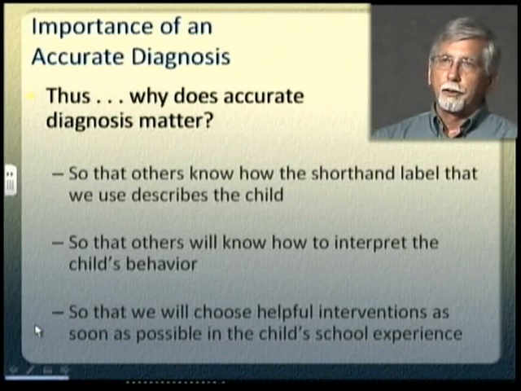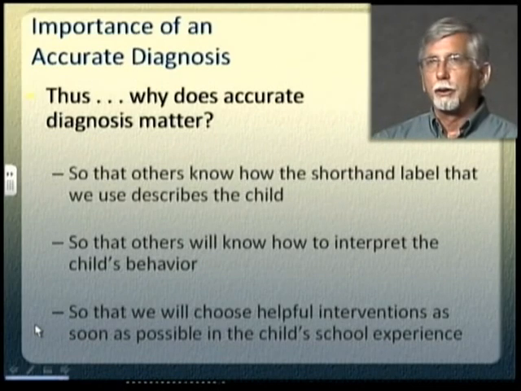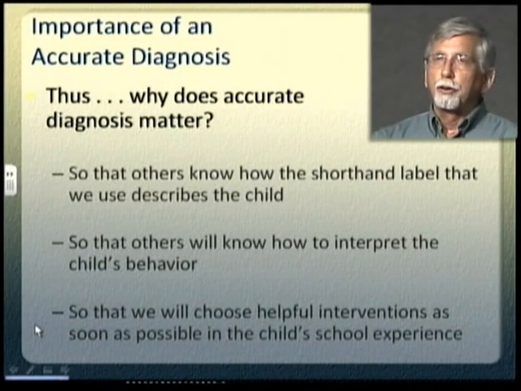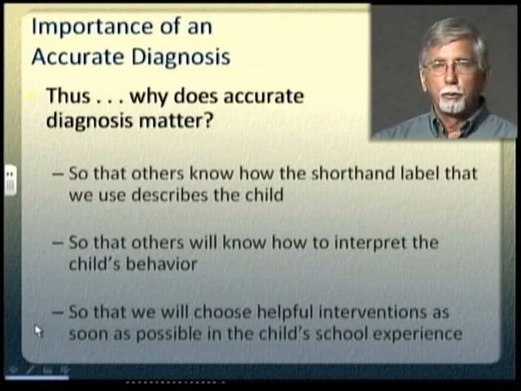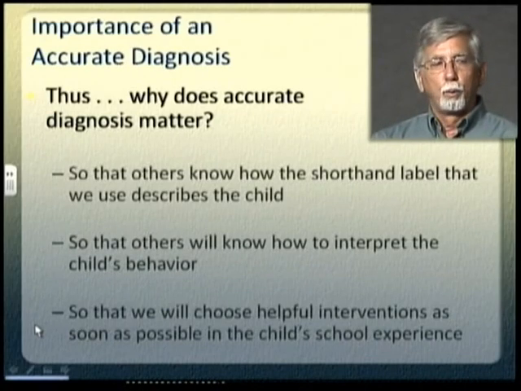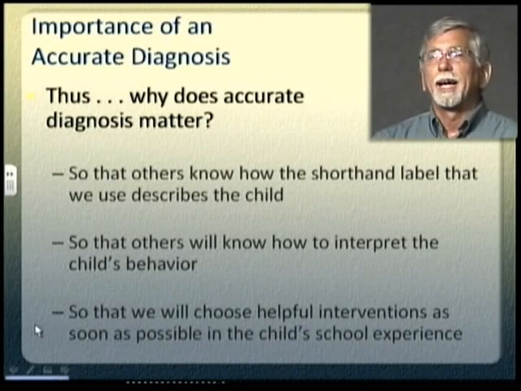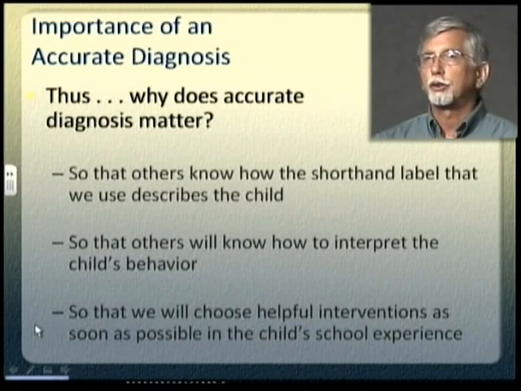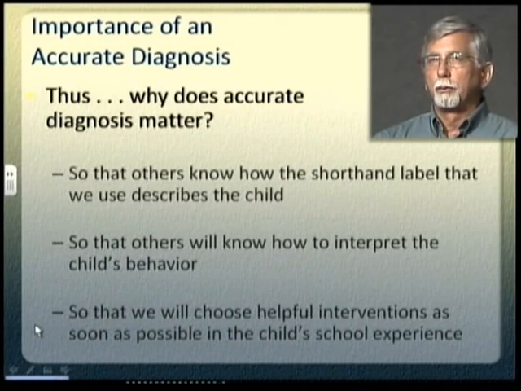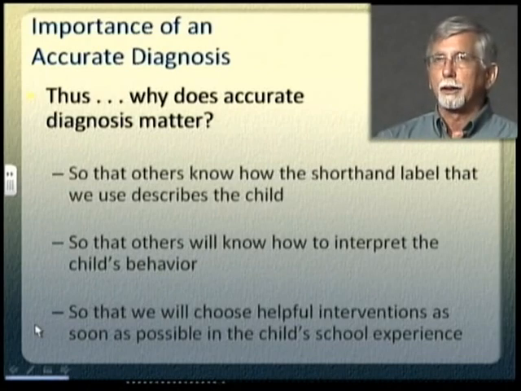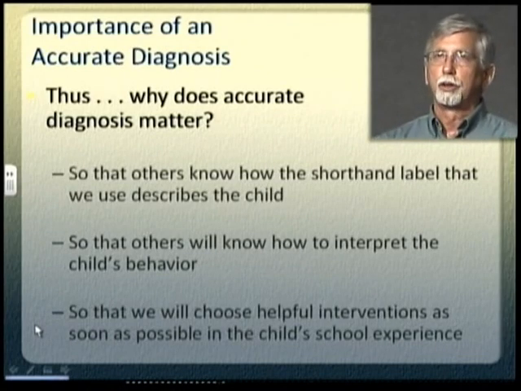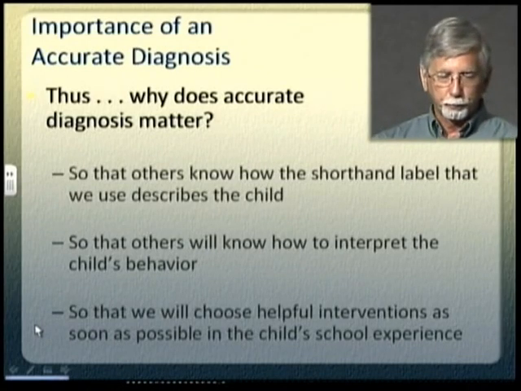So if we ask the question then, why does an accurate diagnosis matter? The first answer really is that we want others to know what is the shorthand label that we use that describes the child. We want people to be aware that this child is somewhere in the neighborhood of what we call autism.